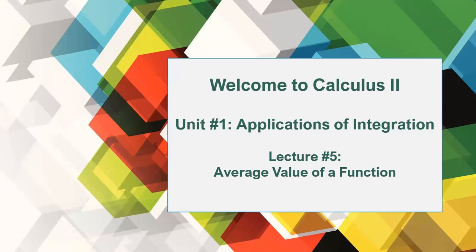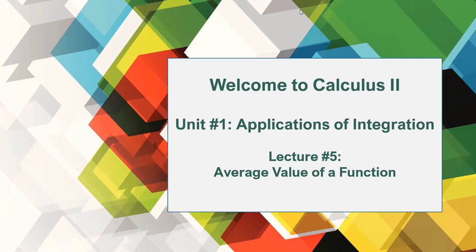I think most of us know, if I give you 10 different numbers and ask you to find the average value of these 10 numbers, you add them together and divide by 10. How about if I have a function, and I ask you to find the average value of this function over a certain interval? How do we do that? This is what we're going to talk about in this lecture.